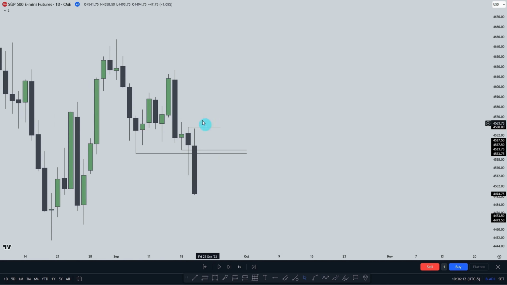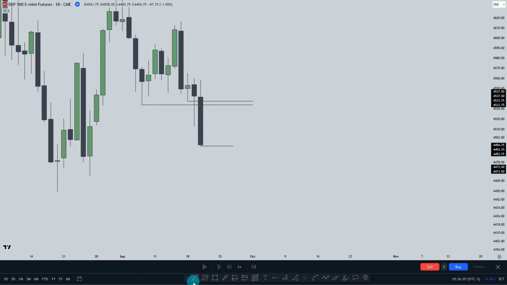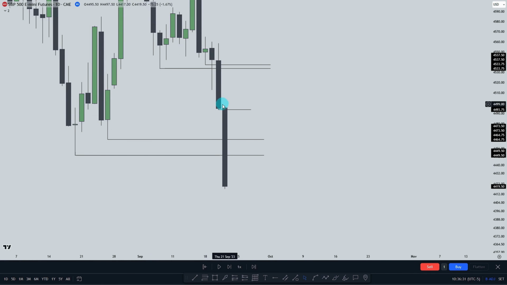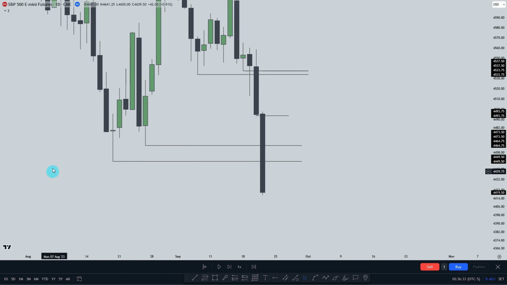And right here we see price fails to take out previous day's high and goes for previous day's low. So in that case, I would target previous day's low and sell side liquidity down here as our next target. And right here we see price takes out both previous day's low and sell side liquidity.